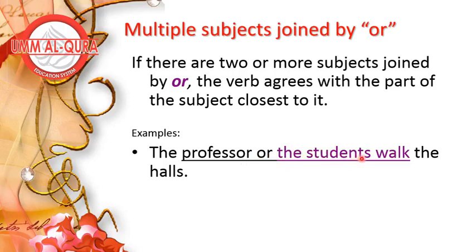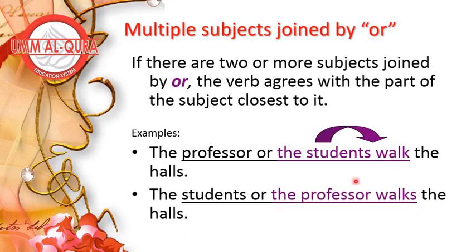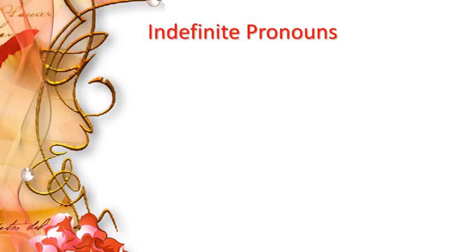Now we have "students" over here, which is plural, so that's why "walk" will come. The subject "students" has an s, so the verb doesn't have an s. Okay, and now look at this: "The students or the professor walks the halls." Students is plural, but professor is singular and it is closest to the verb, so we used s in the verb. Obviously it is clear for you.